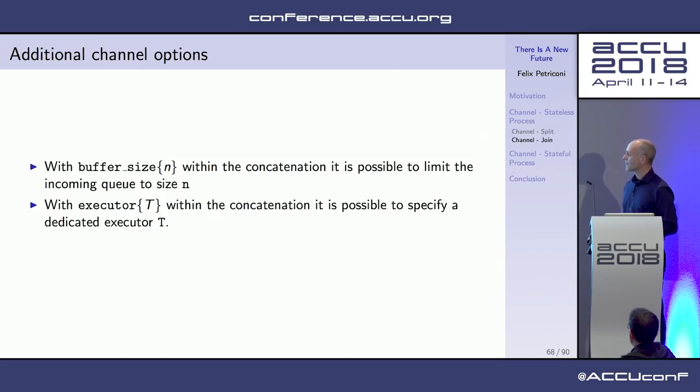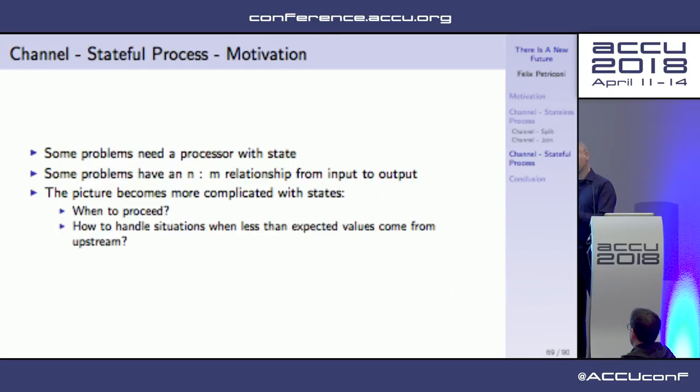So now we come to the AND operator. If you can concatenate them, including for instance with a buffer size, you can limit the amount of values which are just waiting on a single process, so that you have control over how many objects are accumulating in a certain part of your pipeline. You also have the possibility to define on which executor a certain part of your graph is executed. For all of this, we have lots of examples on the website in the documentation, but I will not show them here.